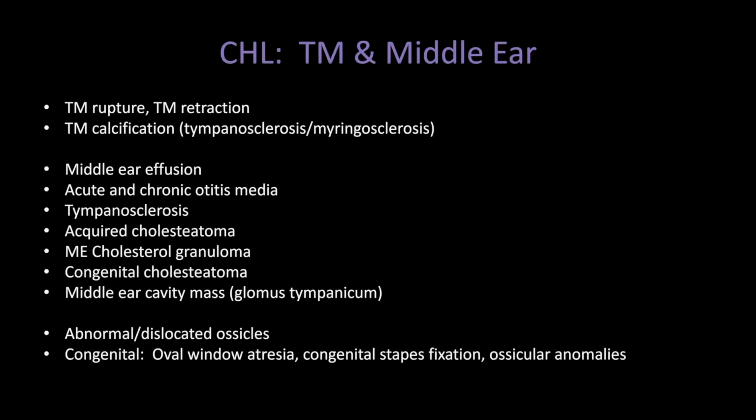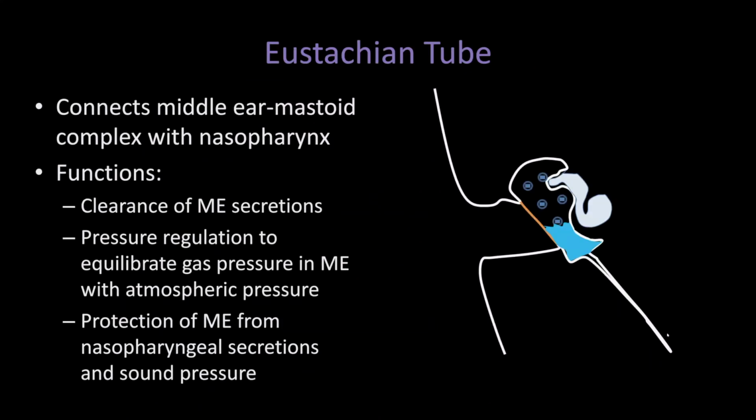Okay, so now I'm going to move on to pathologies of the tympanic membrane and the middle ear. The tympanic membrane is, of course, the outer ear, but many of the pathologies, particularly the inflammatory pathologies of the temporal bone that cause conductive hearing loss involve both the tympanic membrane and the middle ear, and they're often related to Eustachian tube dysfunction and are seen together in the same patient.